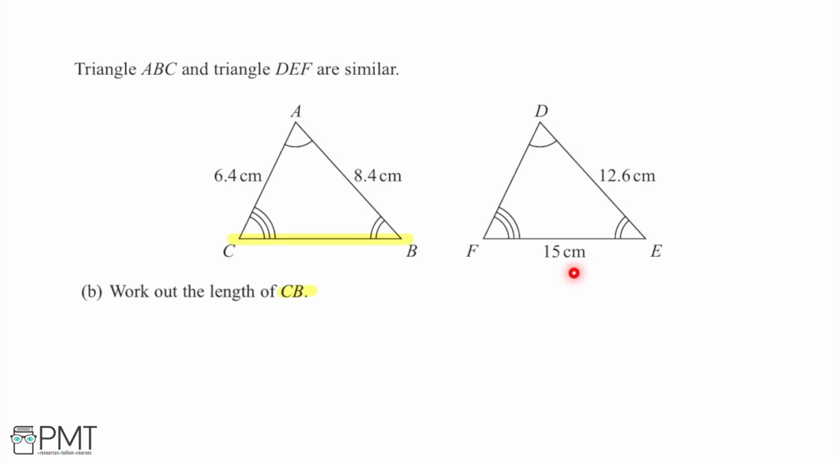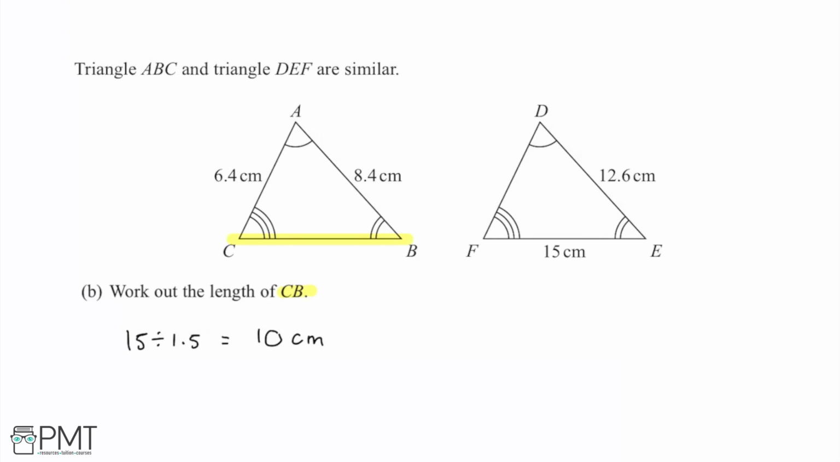So I can take this length of 15 and divide that by 1.5 in order to find the original length on the first shape. Instead of multiplying up by the scale factor, we're dividing by the same scale factor. And this gives me an answer of 10 centimetres, which is the correct length for CB.